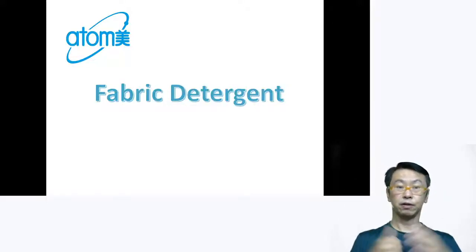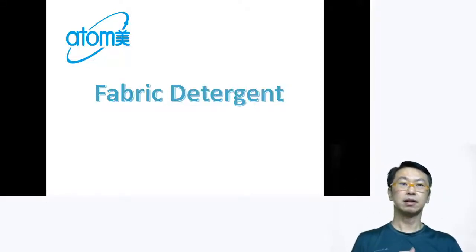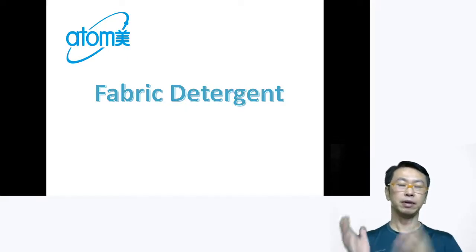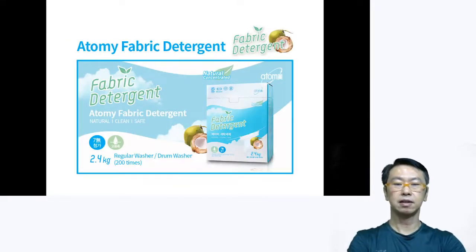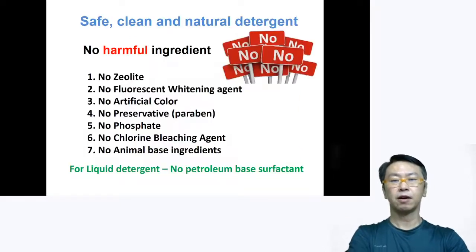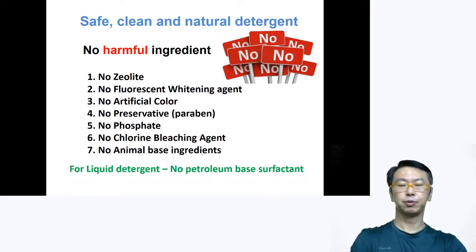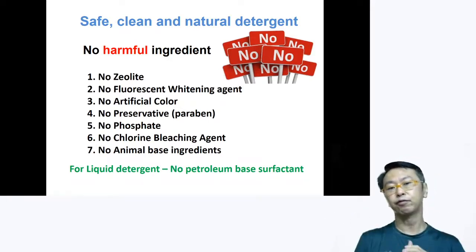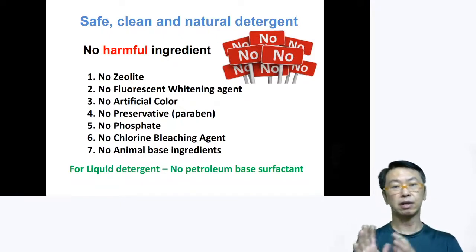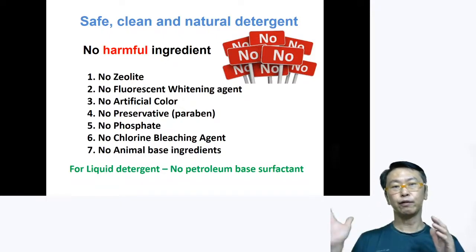Today we're going to touch on fabric detergent and what is the difference between Atomy detergent compared to other detergent. Okay, so let's get going. This is how our detergent looks like, and all this information can be obtained from our website. Just to touch on, we at Atomy state that we don't have 7 harmful ingredients or materials in our detergent, both in the dry powder one and the liquid one.